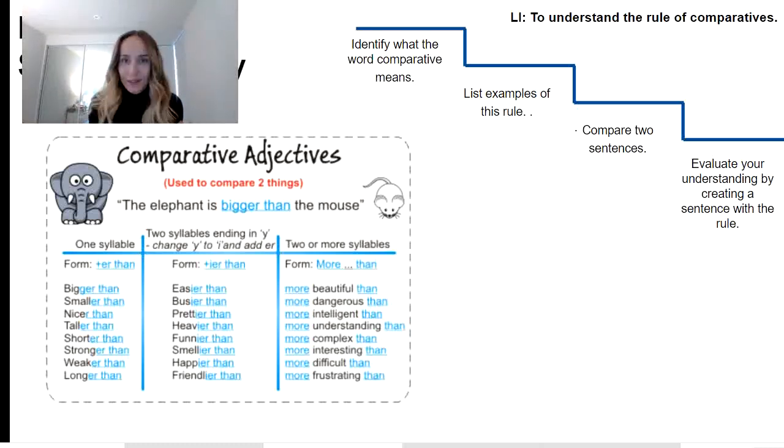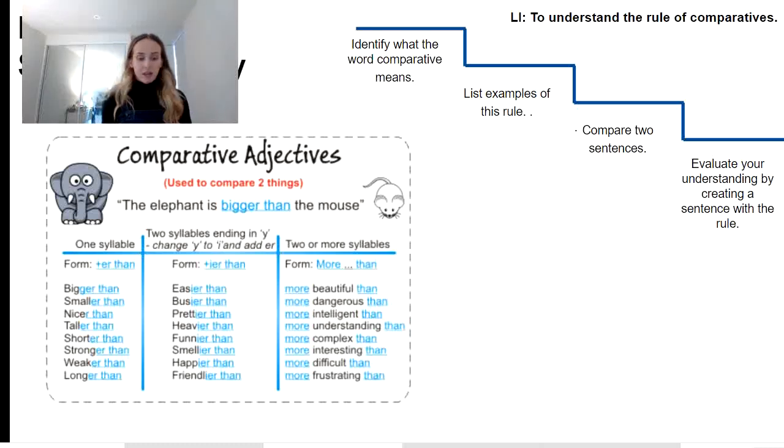Okay, well, guess what we are learning about today? We are learning about the rules of comparatives. What does this mean? It is about comparative adjectives. These are adjectives that we use to compare two things to each other. So, for example, big and bigger. So what we do is we add er to the end of the adjective to suggest that one thing is bigger than the other. So for example, the elephant is bigger than the mouse.